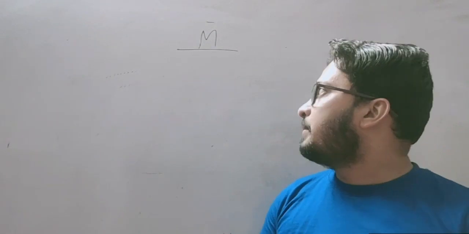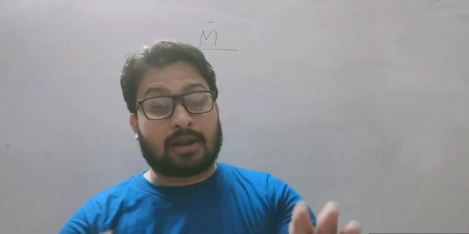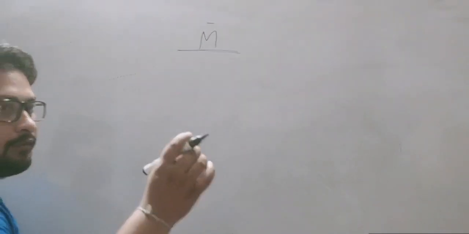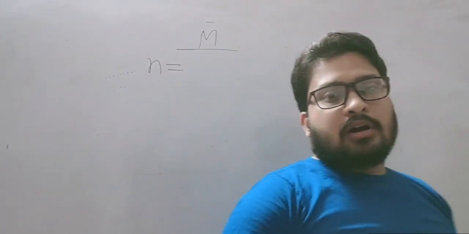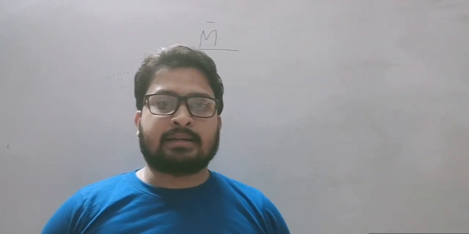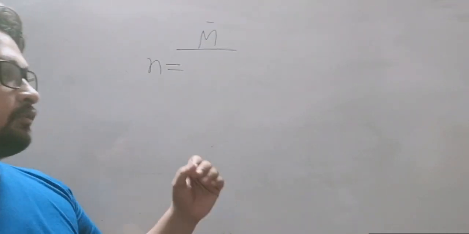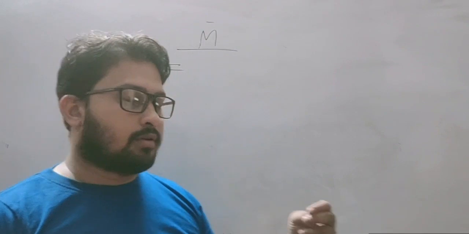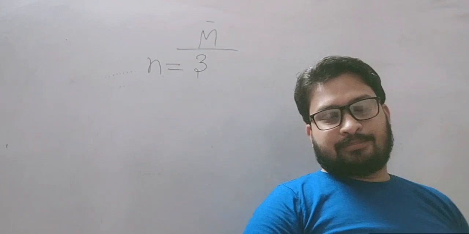For M, what is the value of the principal quantum number, which is denoted by n? Tell me what is the principal quantum number for M. For K it is 1, for L 2, for M 3. So the principal quantum number is 3.